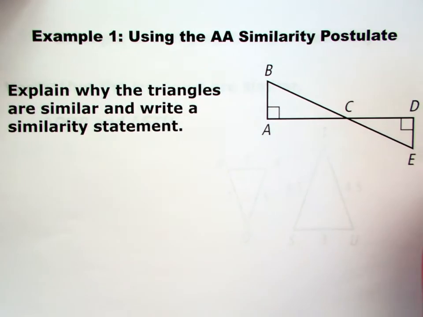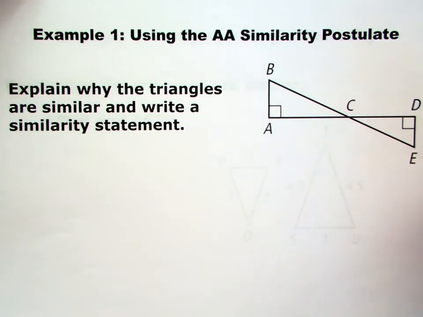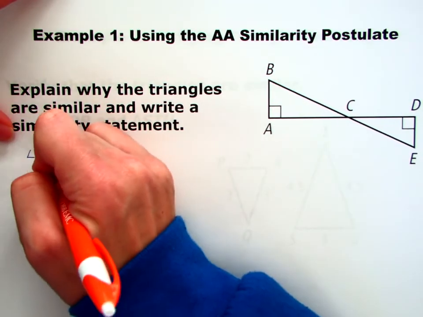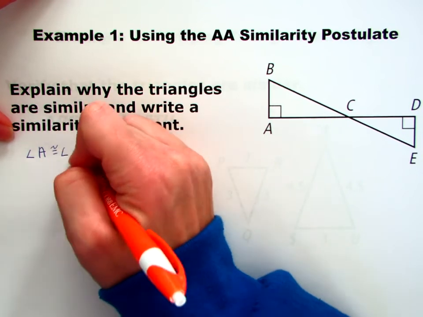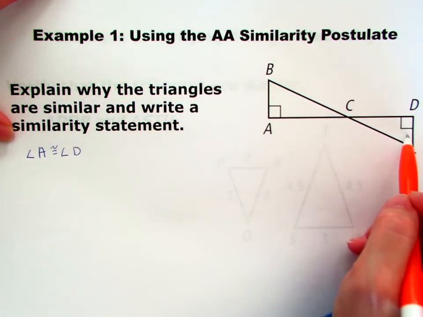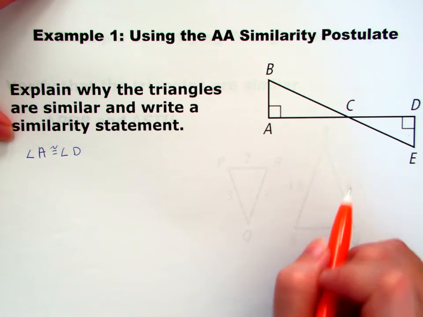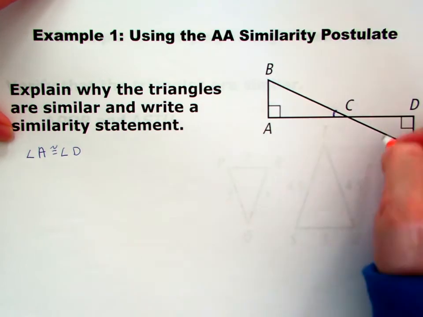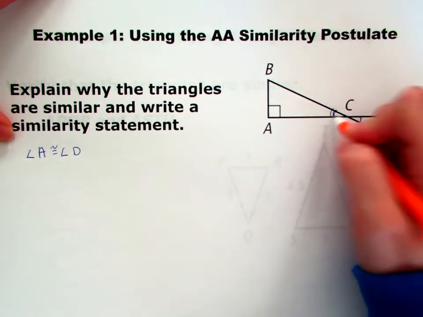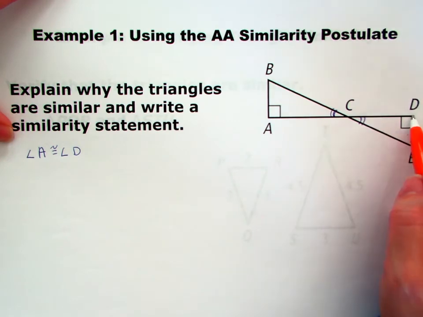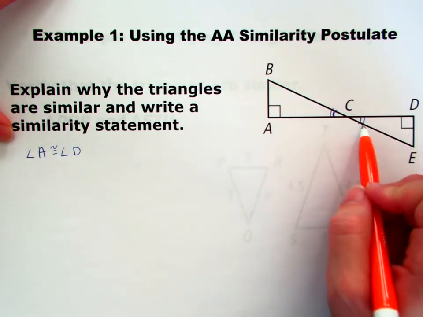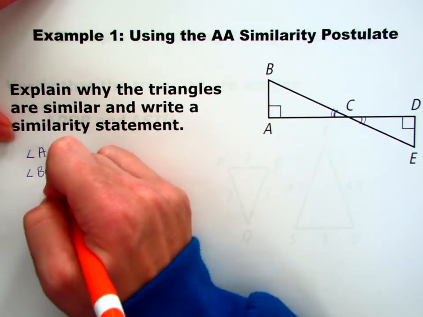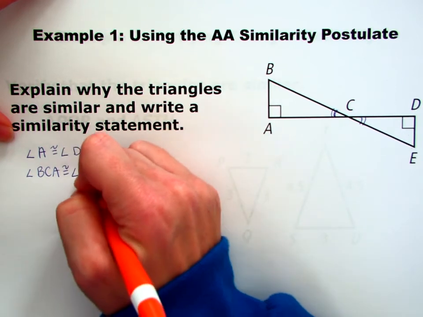So let's look at our first example. It says, explain why the triangles are similar and then write a similarity statement. Right off the bat, I see that angle A is congruent to angle D. Why? Because all right angles are congruent. That's the right angles congruence theorem. I also know that this angle here, BCA, is congruent to this angle here, ECD. I'm going to do 2 marks on this. Why? These are vertical angles, and vertical angles are always congruent.